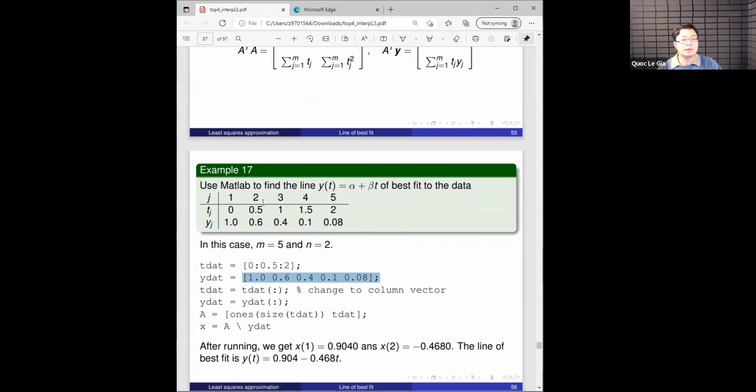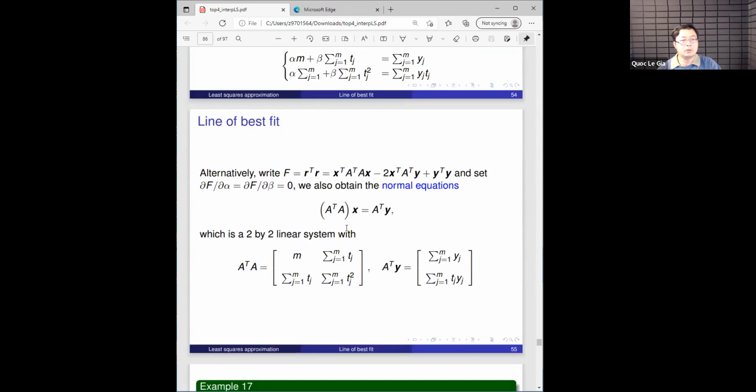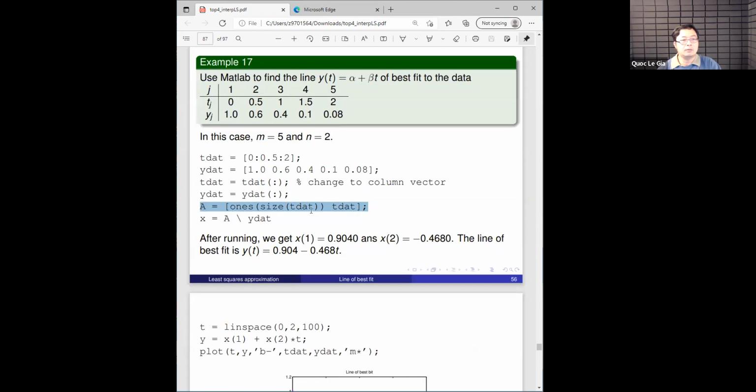So I just put this data into vector form, and then I form the matrix. Remember the coefficient matrix: it's just ones in the first column, and then t1 up to tm in the second column. So this is the command that gives you the matrix.